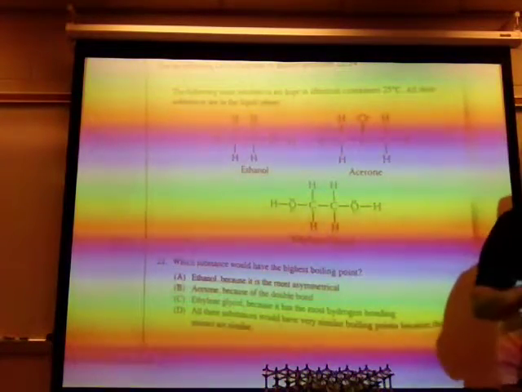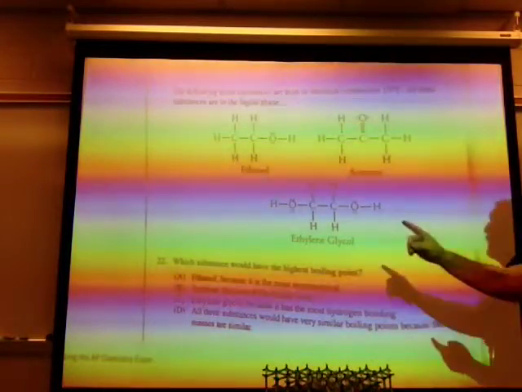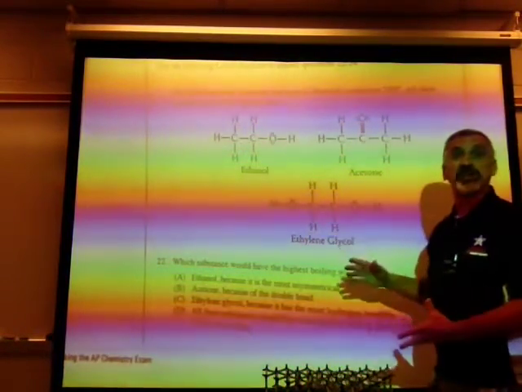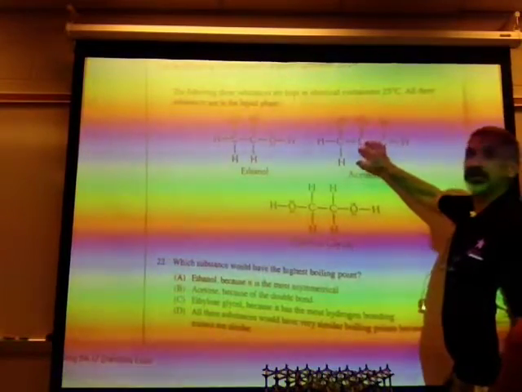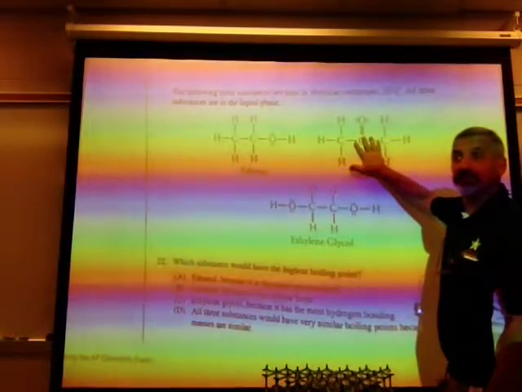How do we know? How do we know that it's got hydrogen bonds? The hydrogen attached to the oxygen. The OHs. So we have the hydrogen bonds. So can this form hydrogen bonds? No, because the hydrogen's not attached to the oxygen. So this is going to have the weakest.